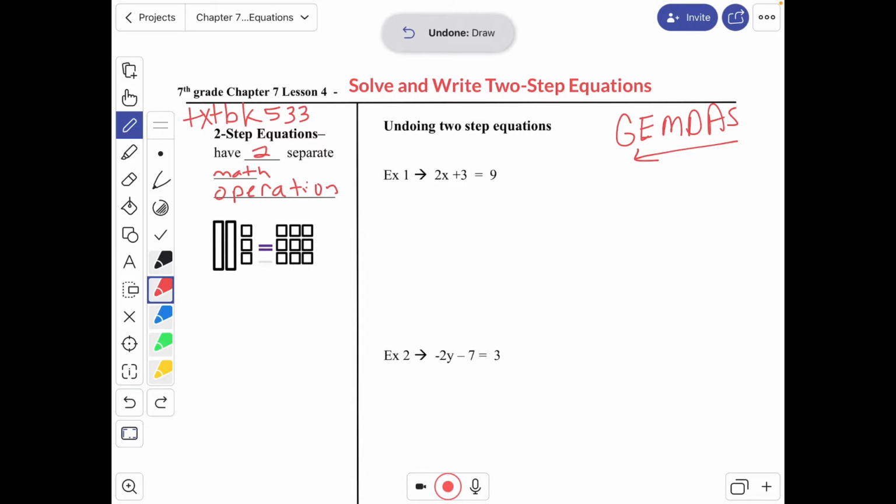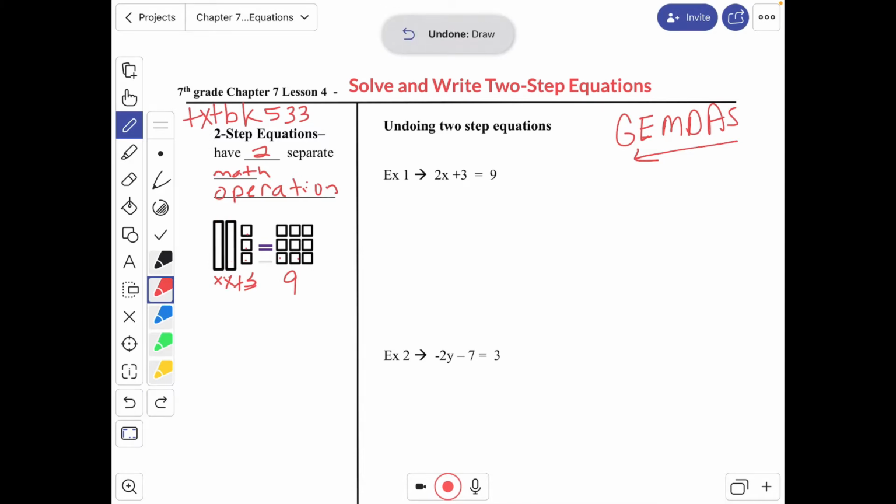And this little picture over here on the right is representing the equation. The long strips represent the variables. So there's 2x's plus 3 equals 9. So you might see that again. Know that the long ones represent the variables.